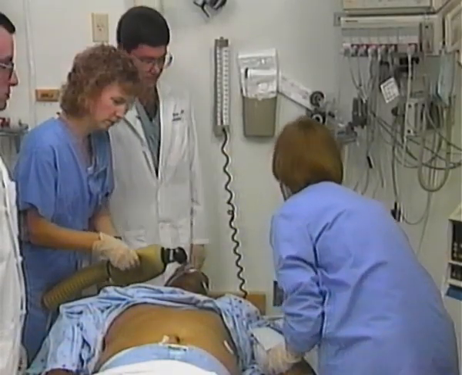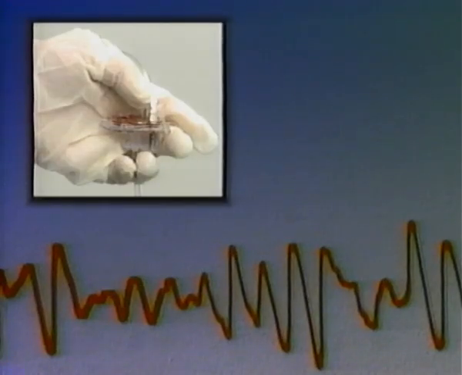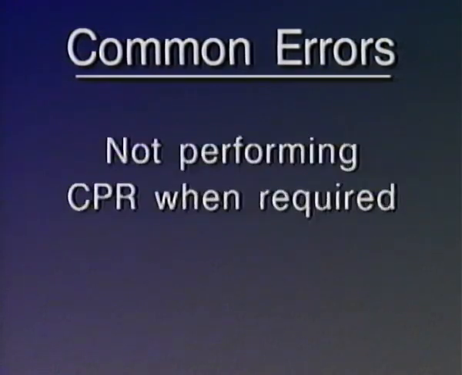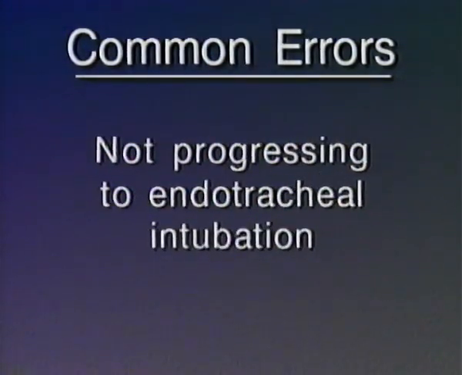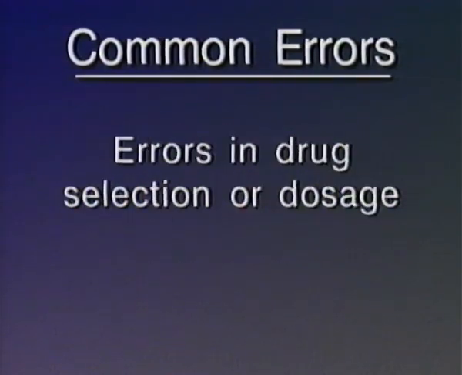Pressure's 80/40. Once VF and/or VT has resolved, clinicians should begin an IV infusion of the antiarrhythmic that appeared to aid in the restoration of a pulse. Supporting the patient's ventilation in the immediate post-resuscitation period is also critical. Some common errors in a situation like this include not performing CPR when required, not ventilating the non-breathing patient with an effective adjunct, not progressing to endotracheal intubation, defibrillation errors, including failure to shock after each drug, and errors in drug selection or dosage.